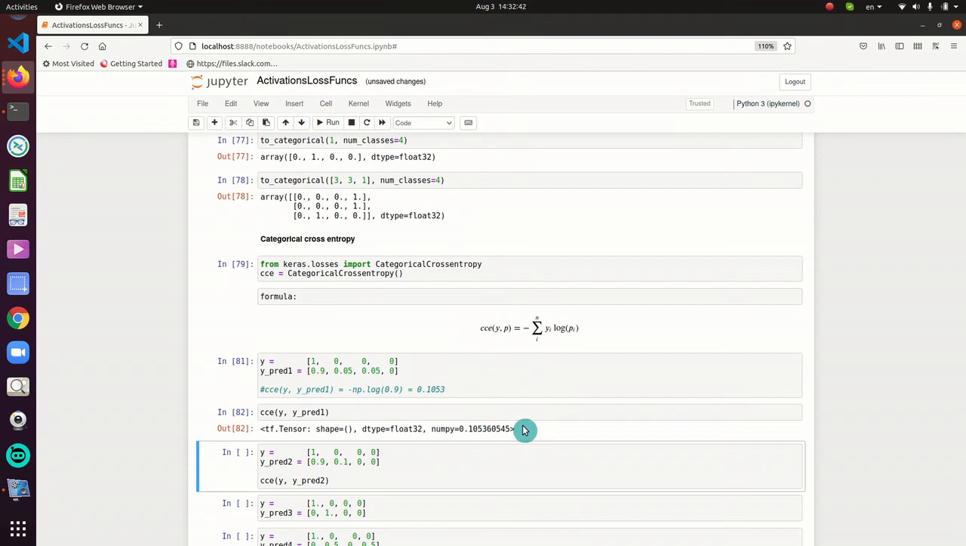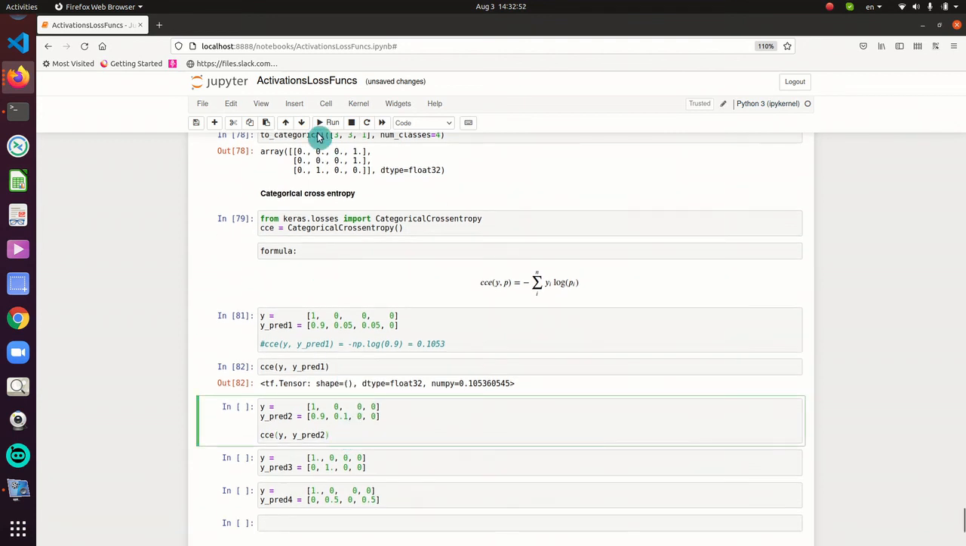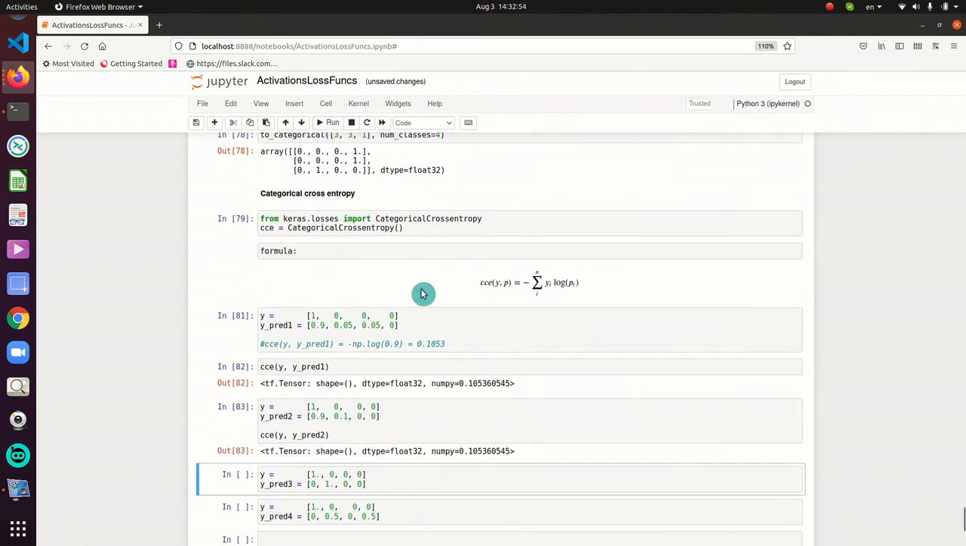Let's change the predicted probabilities a bit. This time we will still predict class 1 correctly, but we will give some more weight to class 2, like this. Here it is. Result is the same because these positions are zeros. So these come as zeros to the total sum. Only this term, this position of 1, mattered.